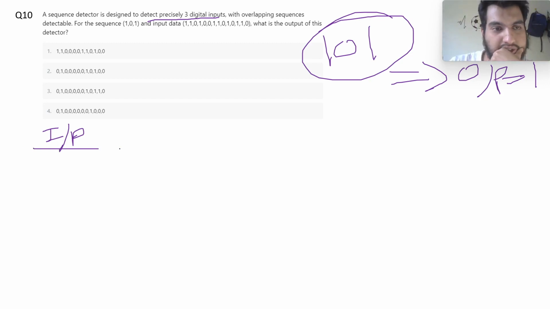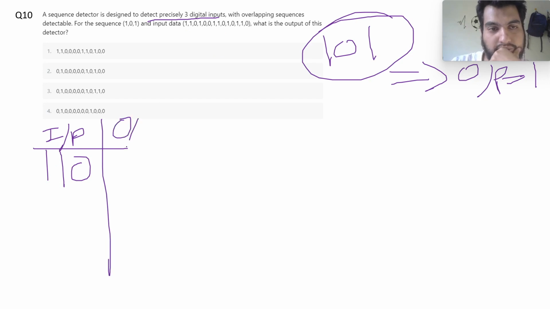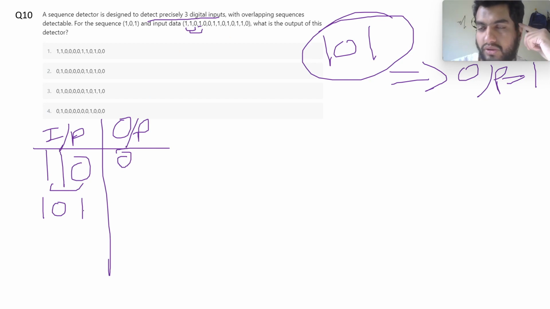My first 3 inputs are 1, 1, 0. When 1, 1, 0 is given to this sequence detector, my output will be 0 because 101 needs to be detected. Now this bit is discarded from my MSB. My next 2 bits are 1, 0 and my incoming input is 1. So first we have these 3, then these 3, and so on. That is 101, the sequence that needs to be detected, and the output will be 1.